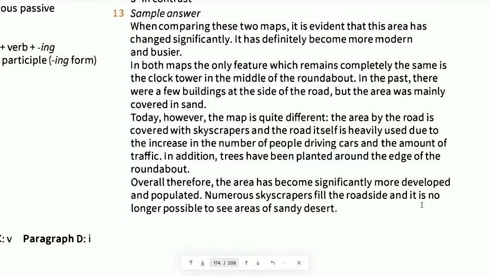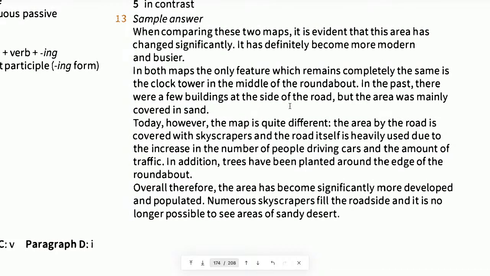Yeah, they are trying to describe what they see in the present map. Okay? Numerous skyscrapers fill the roadside. That's what they see in the present map. It is no longer possible to see areas of sandy desert. They describe what they see in the present. Okay? Sometimes a little bit confusing, but try to get familiar with it. Alright, guys? Okay, so that's it for today.